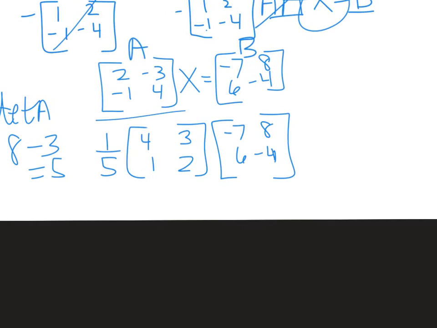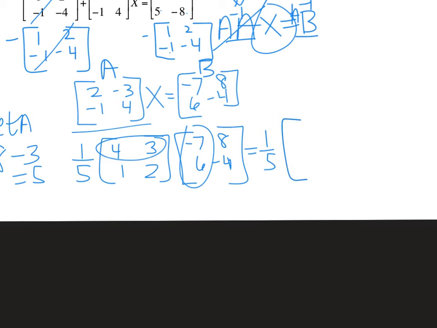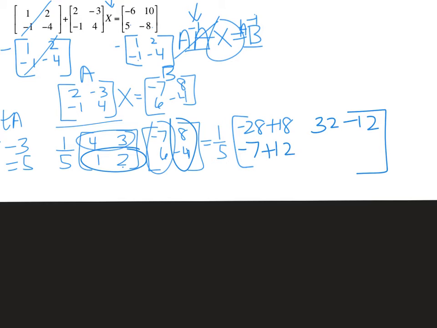All right, so I'm going to leave that 1/5 on the outside. And I'm going to go across and down. So here we go. I get 4 times negative 7 is negative 28. Show this step. Plus 18. Okay. And then I'm going to go across and down this one. 4 times 8 is 32. Minus 12. The next one. 1 times negative 7 is negative 7. 2 times 6 is 12. And then finally, 1 times 8 is 8. 2 times negative 4 is negative 8.